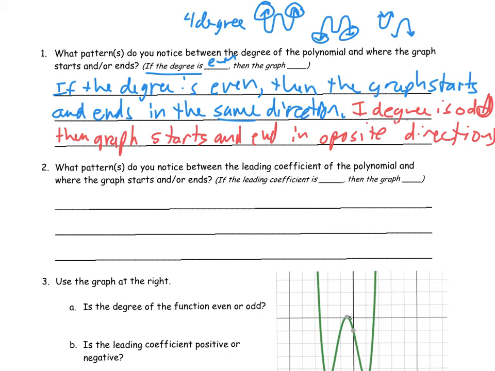So that would be something like this. If it was a degree of 3, well, it might start negative, go up, and then down, and then back up. That's 3 different directions. It would start negative and end positive, or start positive and end negative. It's always going to be in opposite directions if it's an odd degree, just so you guys kind of know that. And I want you to have that in there because that's one of the things you need to get out of this section. Okay?